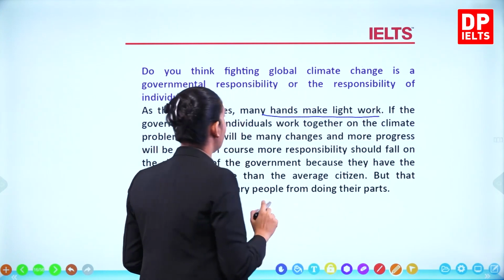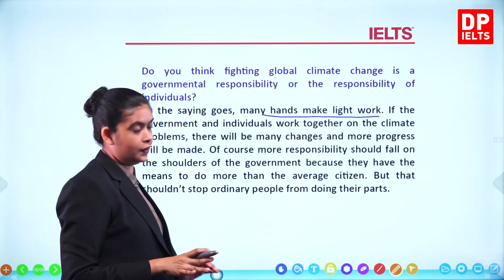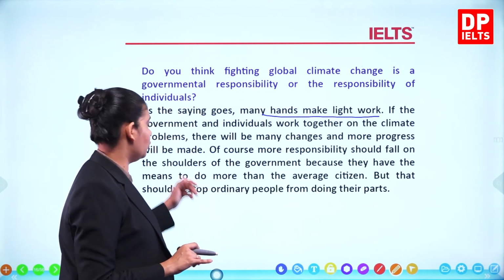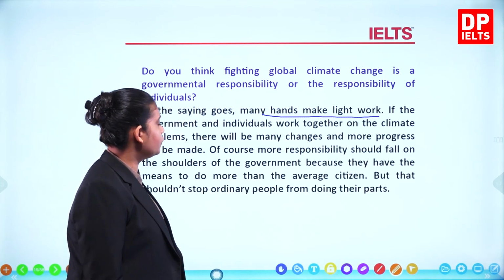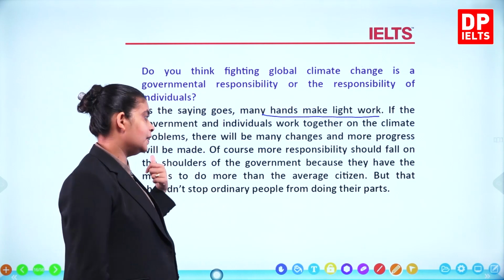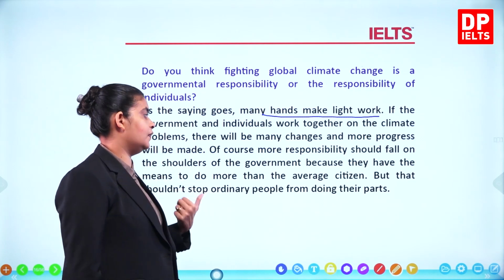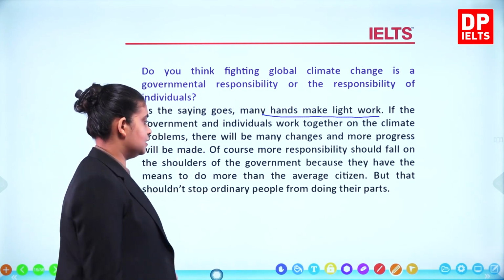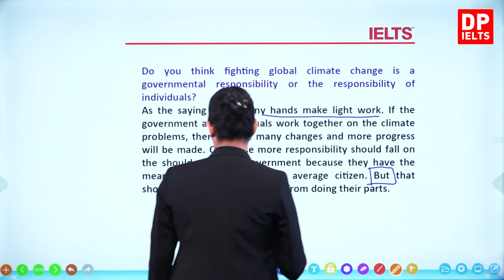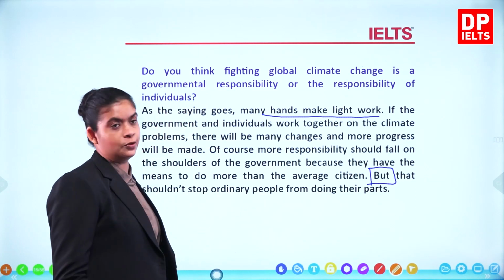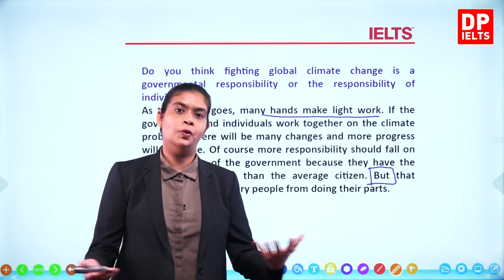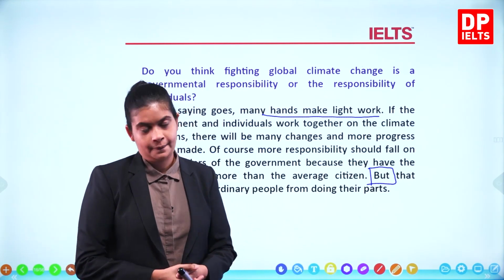If the government and individuals work together on the climate problems, there will be many changes and more progress will be made. Of course, more responsibility should fall on the shoulder of the government because they have the means to do more than the average citizen. But means a nice signposting word. That shouldn't stop ordinary people from doing their parts. So as I told you, it's 50-50 and both parties should work together.